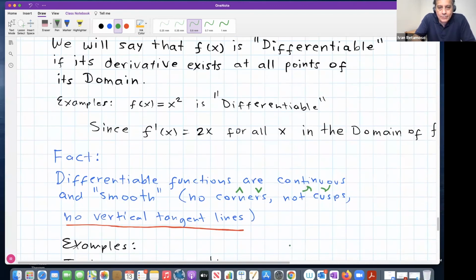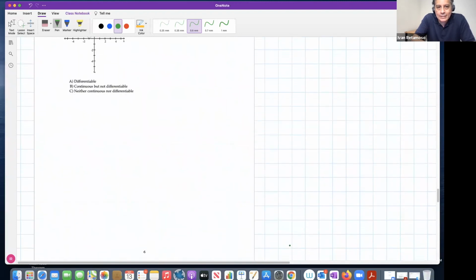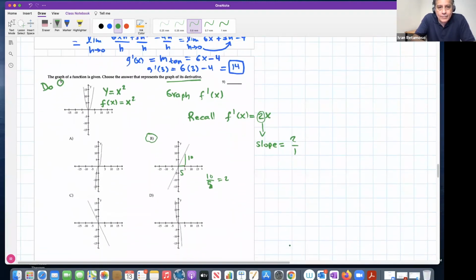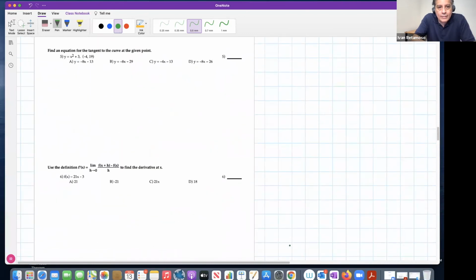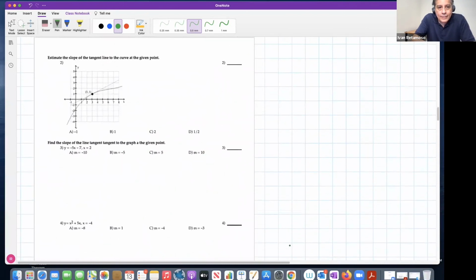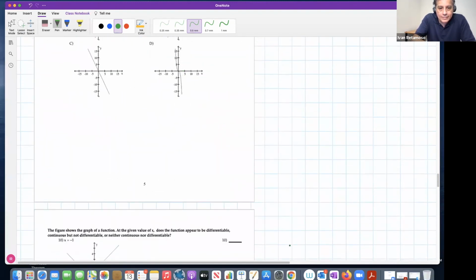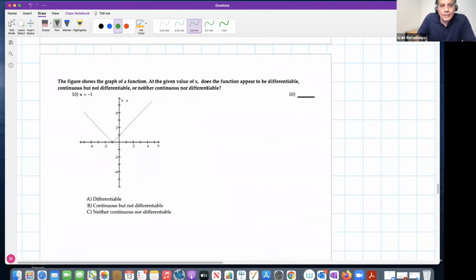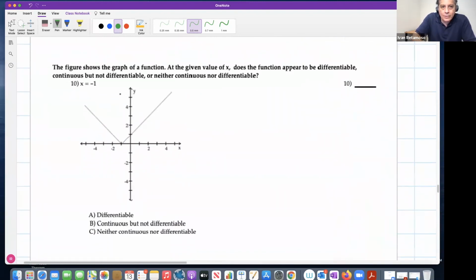All right, so now I want to go to the worksheet, and there are a couple of problems related to this part. Also try to remember this for your homework, guys. They're going to give you a bunch of graphs, and they're going to ask whether the graph is differentiable or not, and to explain. So try to figure that out. There is just one left, I think. Yeah, this one. We did this before, right? So try this. The figure shows the graph of a function. At the given value of x, does the function appear to be differentiable, continuous but not differentiable, or neither continuous nor differentiable?